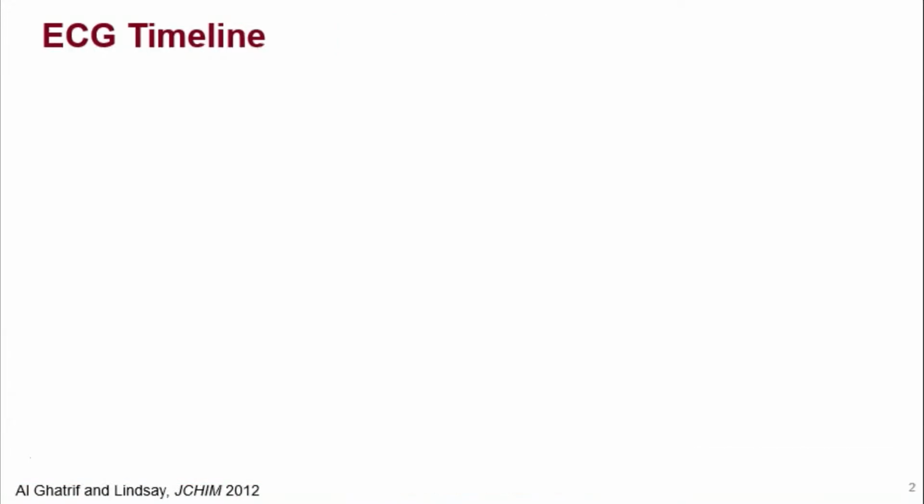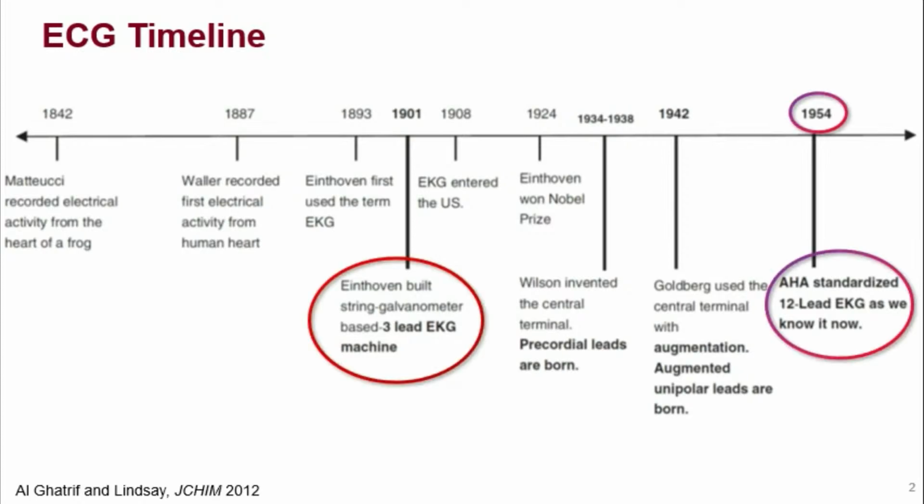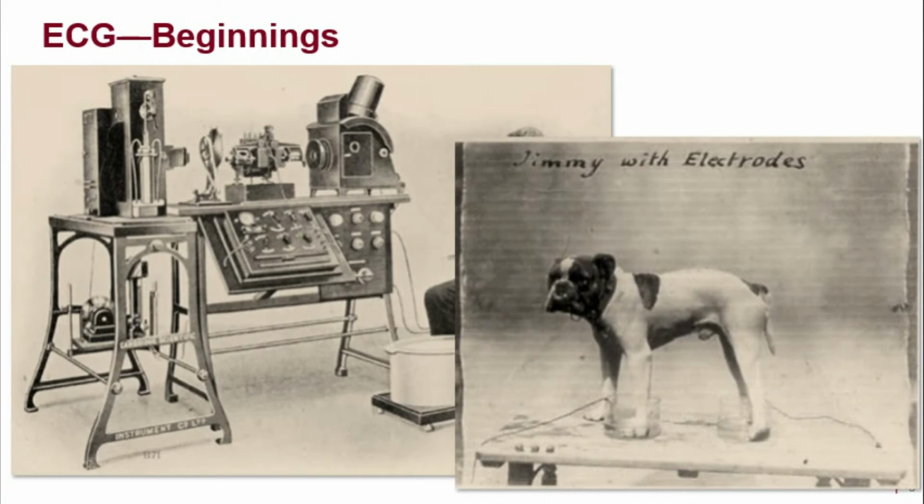Let's begin our discussion today with a review of the ECG. This important technology was first developed in 1901, with the current 12-lead format actually standardized in 1954, so now close to 70 years ago. The first recording of an ECG is shown here by Einthoven of a human, but in fact, the very first recording, it's reported, was of his pet, Jimmy.